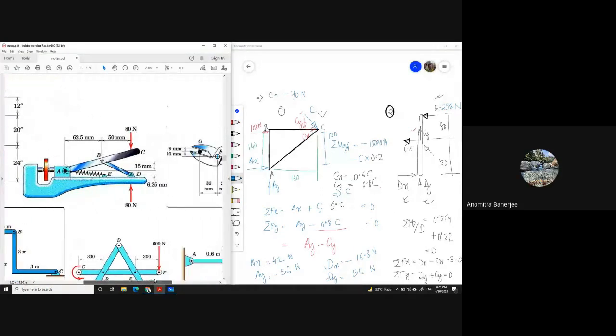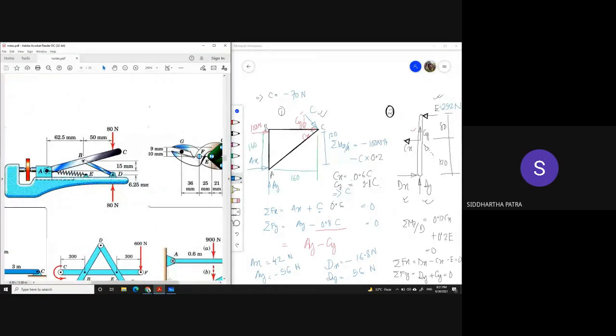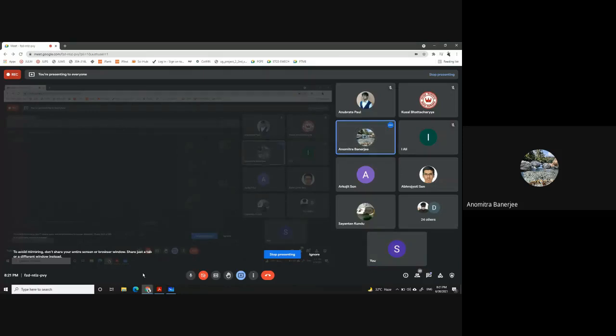Ax is coming minus 42 Newton. Ax is not minus 42. If you take Ax to be of this direction, Ax should be positive. It depends on in which direction you are showing Ax. You see Ax plus C times 0.6 equals 0, but C is minus 70. So Ax minus 42 equals 0, so Ax is 42. So I took it in the opposite direction.